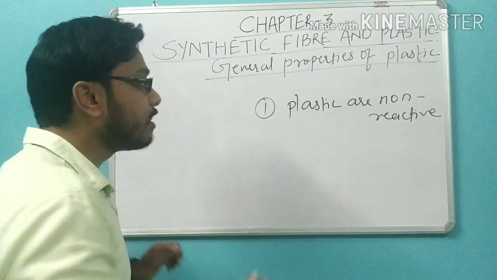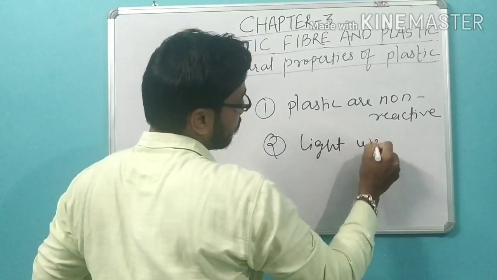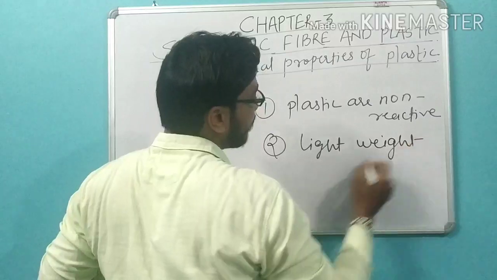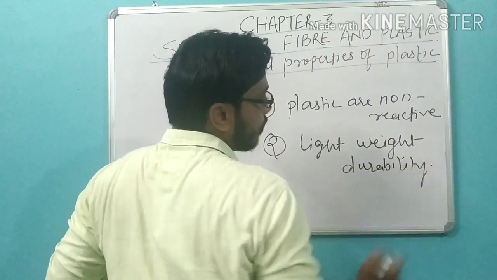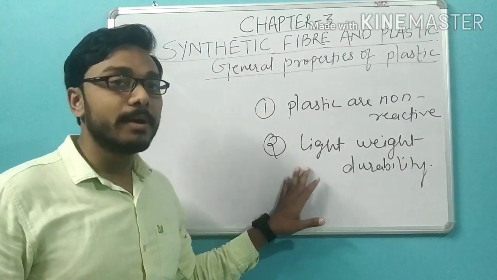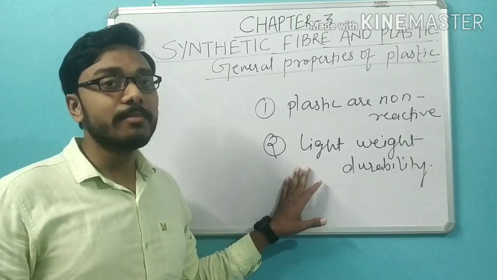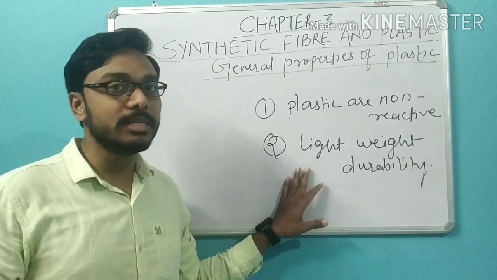The second property of plastic is lightweight and durability. This is the second property of plastic, and because of this property of plastic, it is used in most of the household products, and it is also used in most of the industries also.